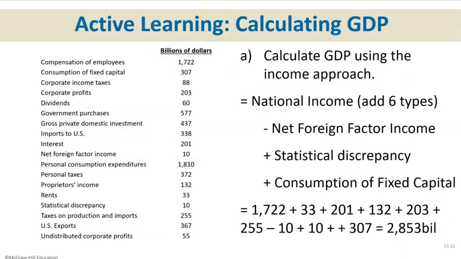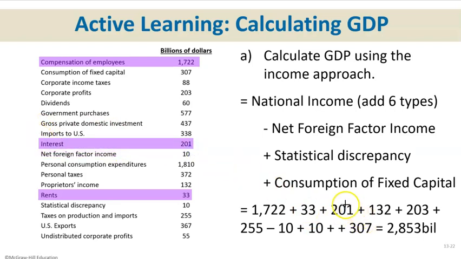Now let's solve for GDP using the income approach. We're first going to find national income by adding up the 6 different types of income in the nation. The first is compensation of employees here. So the first term is 1,722. The next is rents. So we have 33 in rents. The third income is interest here at 201. That's our third. The next type is proprietor's income, which came out at 132.